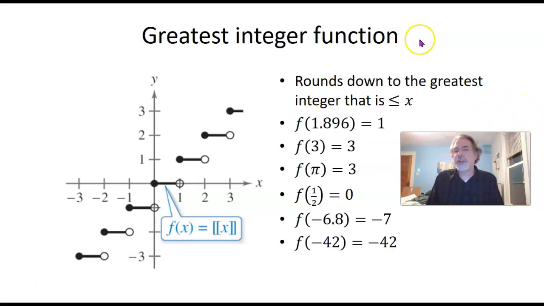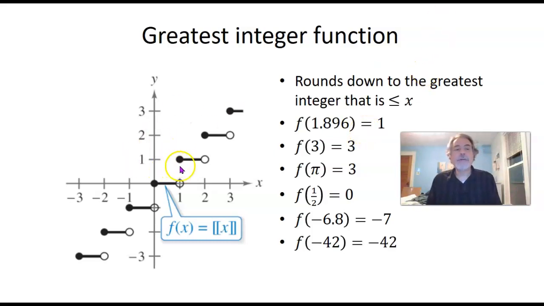That means if the number you put in is already an integer, if it's already a positive or negative whole number, then you just get that same number. But if what you put in is not already an integer, like if it has something after the decimal point, this function will round down to the nearest whole number or nearest integer. So for example, f of 1.896 comes out to be 1. Actually, f of 1 point anything would come out to be 1.